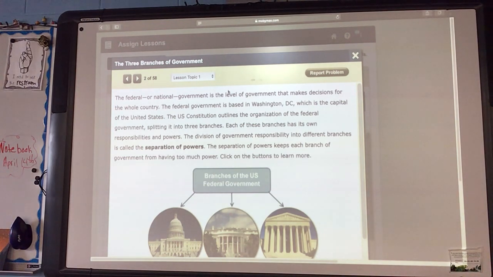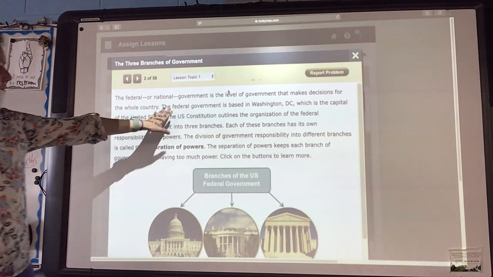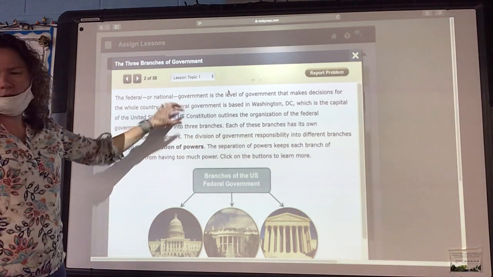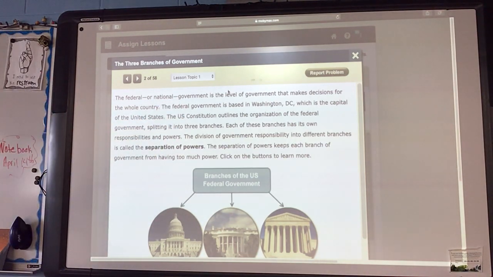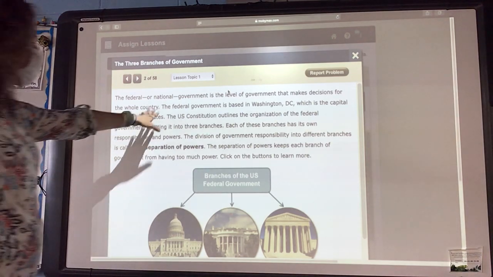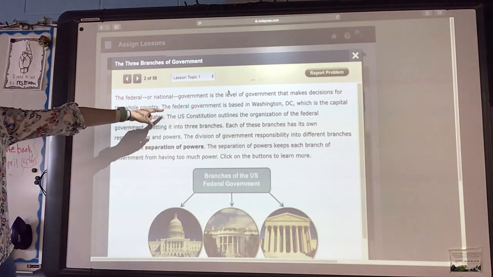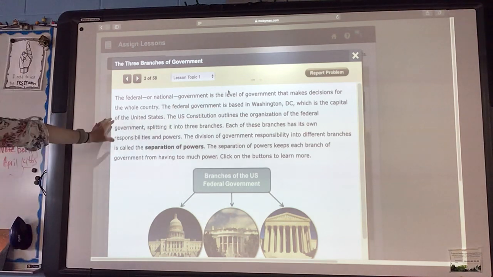Alright, so up here, the federal or national government is the level of government that makes decisions for the whole country. The federal government is based in Washington, D.C. Who's in charge of our federal government right now? What do we call that person, and who is it? The president, and what's his name? Joe Biden. So he is our current president and the one that's up here for the federal government, in the capital of the United States.